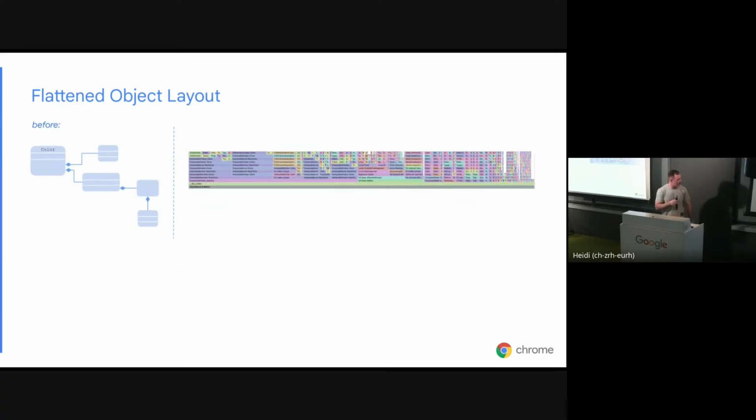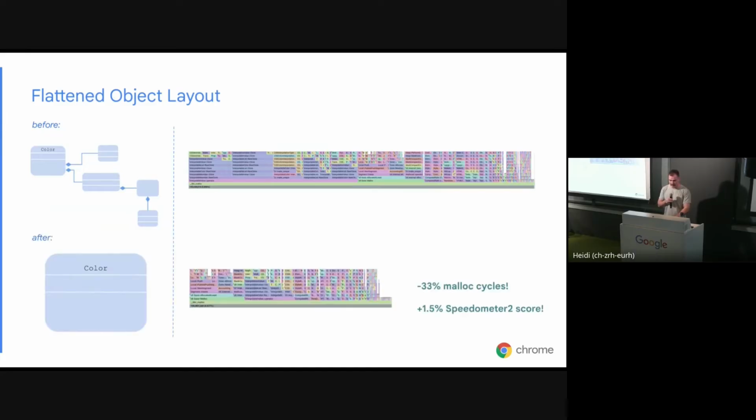But if we look at the performance, this is what the flame graph of the callers of malloc used to be, and this is what it has become. We now have 33% fewer malloc cycles, and it improved the Speedometer score by 1.5%, which is actually quite a lot.